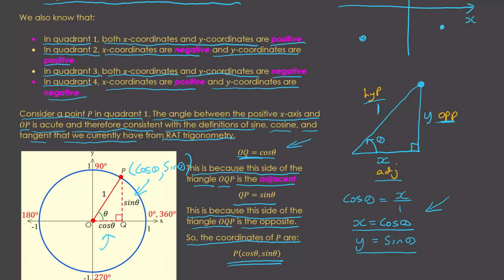And that's where I'm going to finish this introduction, and then we're going to go ahead and see what implications that has for sine, cosine and tangent for any angle around the unit circle.